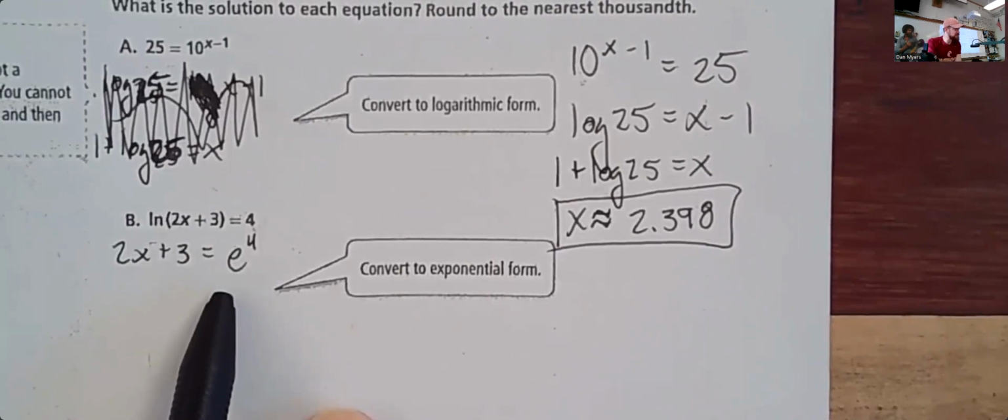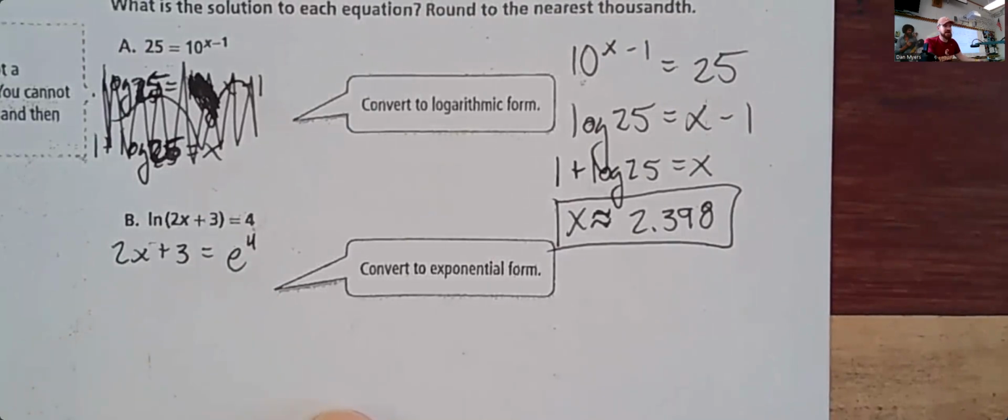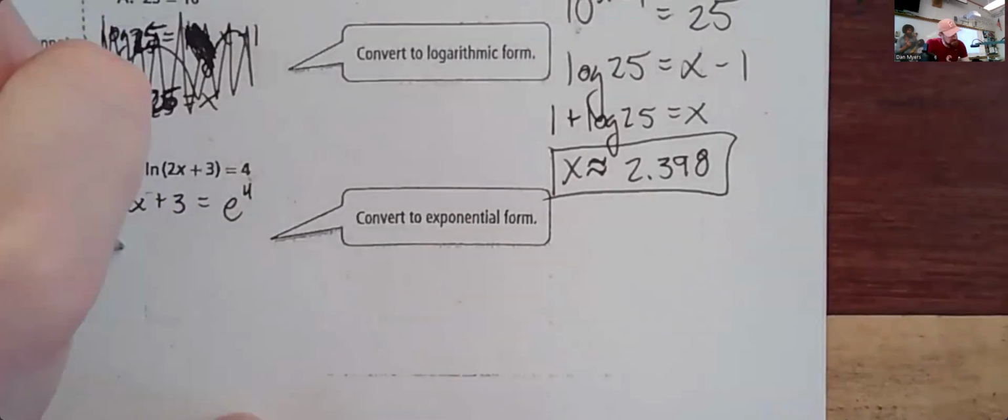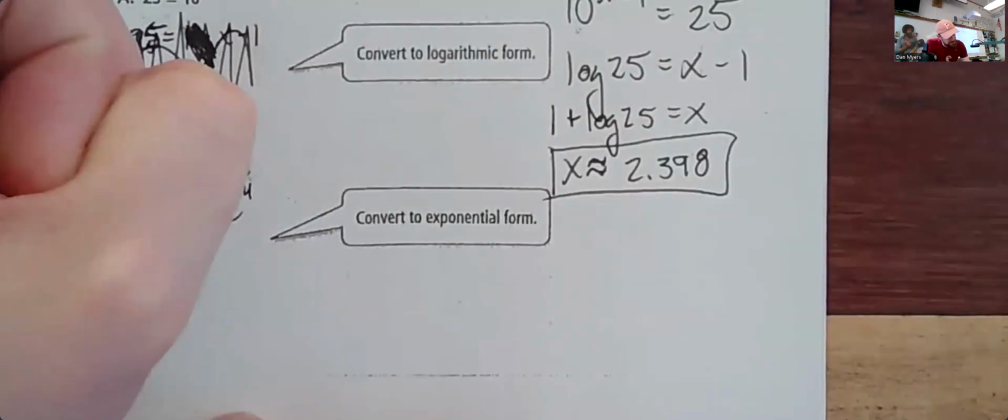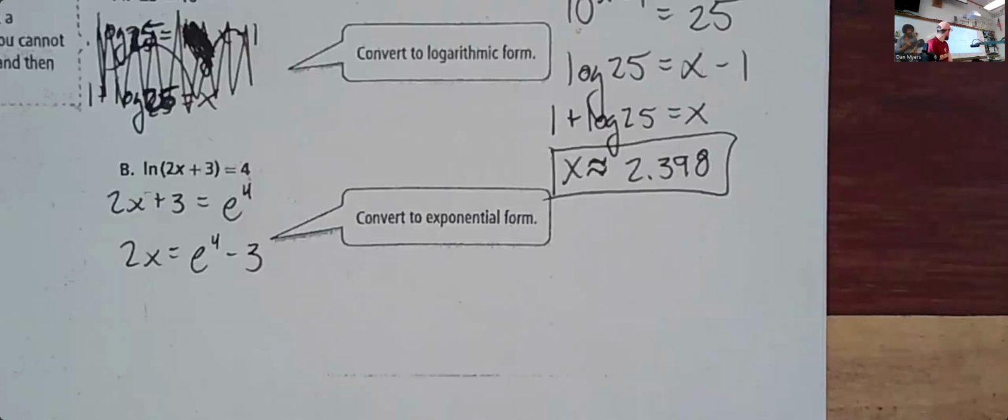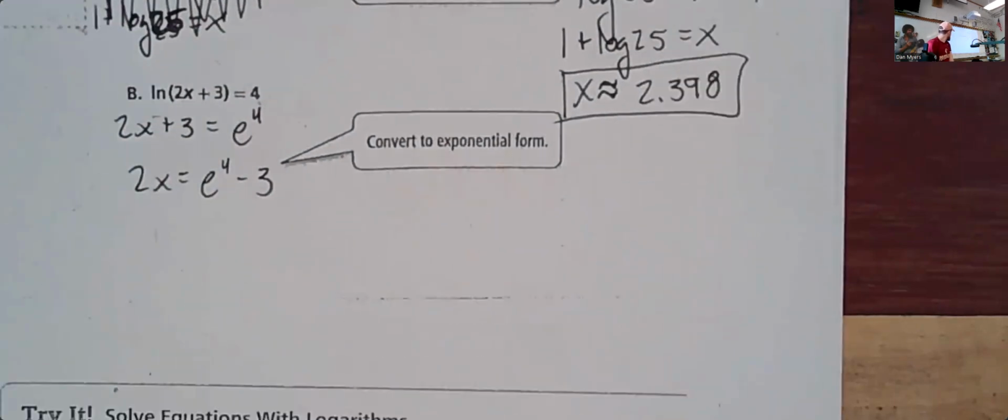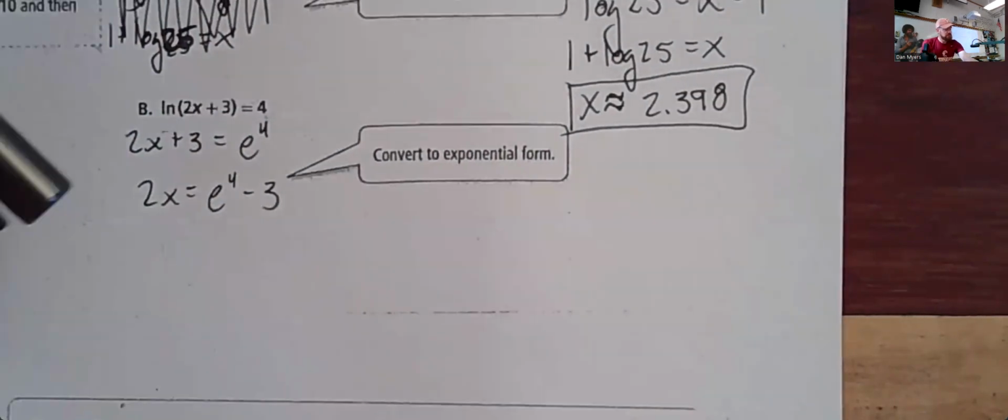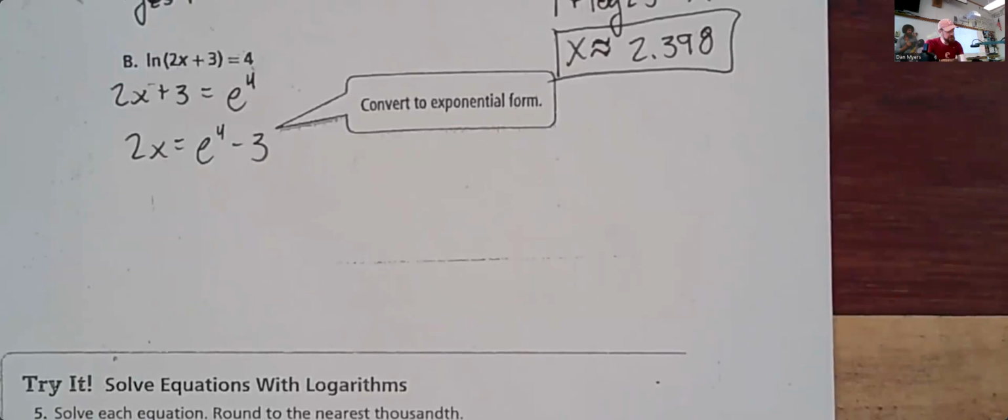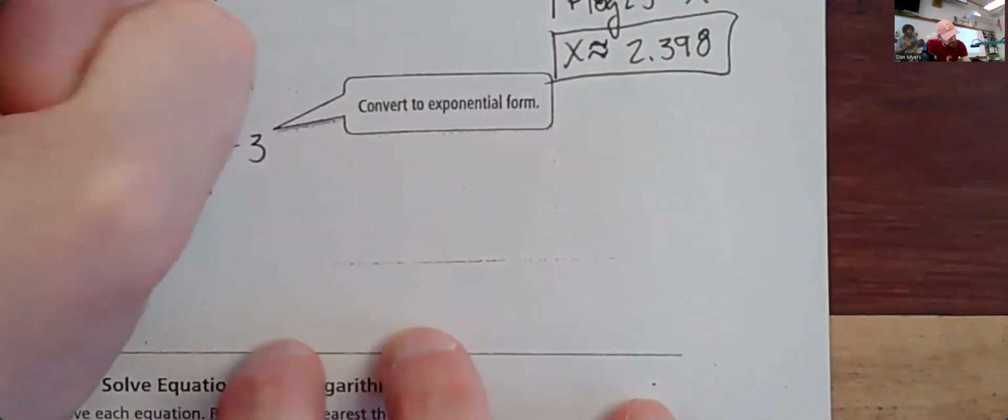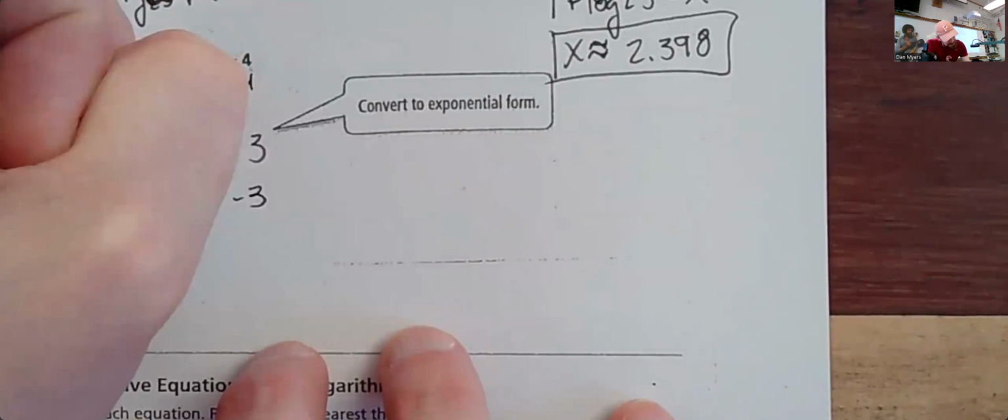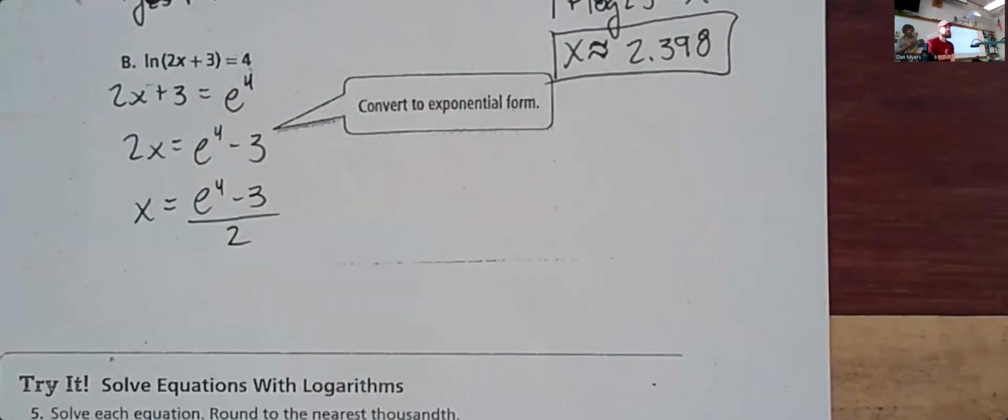The earlier in a problem you estimate, the further off you're going to be from the exact value by the end. So let's wait till the end. So let's subtract 3 from both sides. So that'll be 2x equals e to the 4th power minus 3. Which means we would then divide both sides by 2. And so x is going to equal e to the 4th power minus 3 over 2.